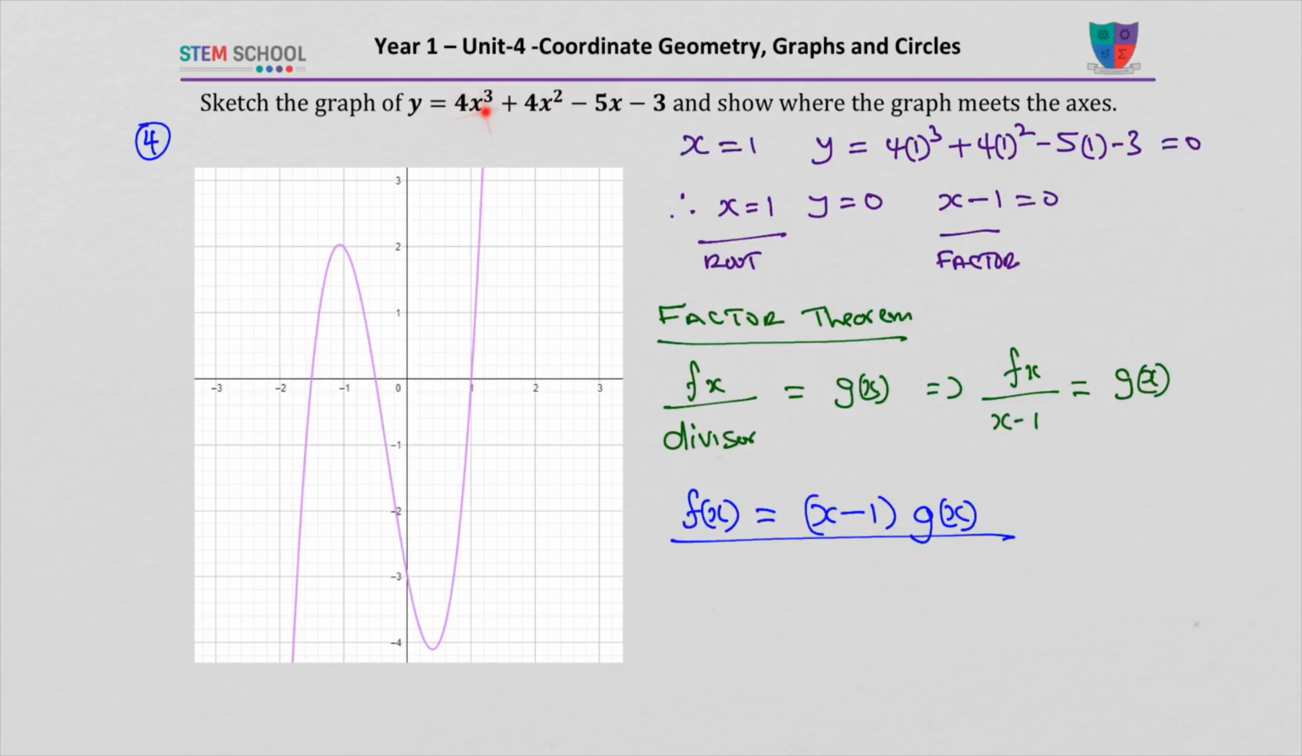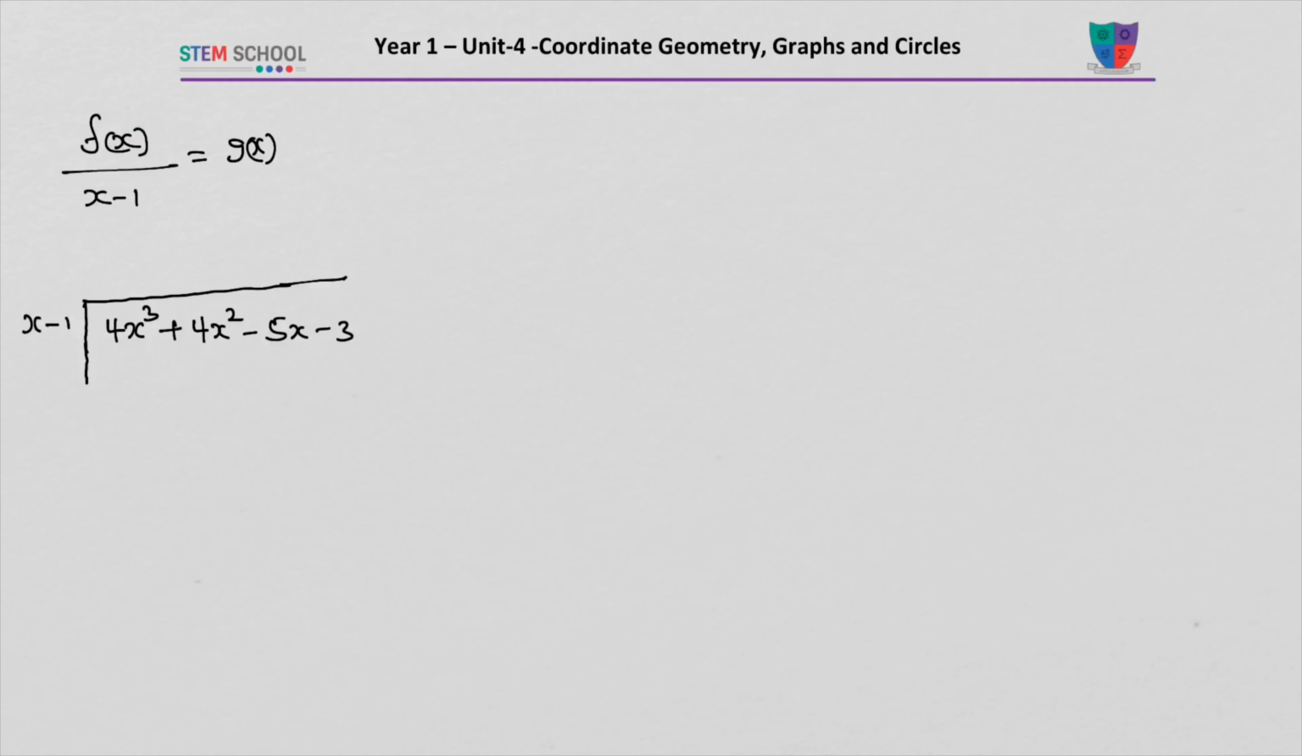Because we're dealing with a cubic, this is x to the power 1, so my g(x) should be x to the power 2, which is going to be quadratic. So I've written here that g(x) is the quotient. f(x) is that, and I'm dividing it by x minus 1, and I want to find the result, which is g(x). What can I multiply x by to get 4x cubed? It's got to be 4x squared, right? So I'll do 4x squared.